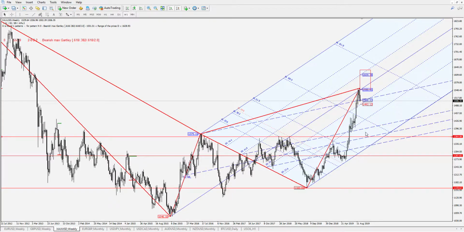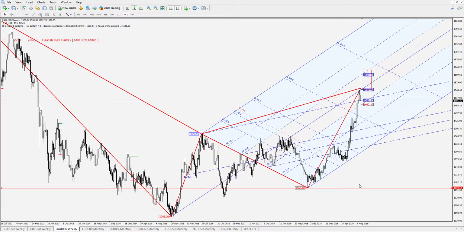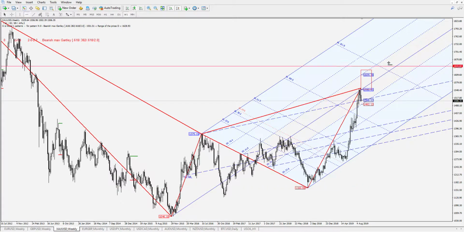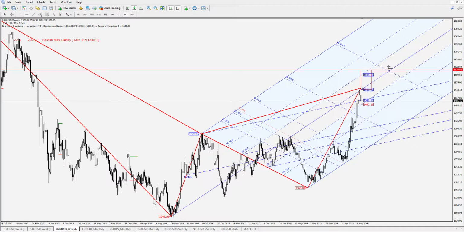So not valid on the weekly, but they're valid on the monthly. So yeah, as I say, this will invalidate on the weekly at 1629. Support here is the same. So I think what will happen, we might see a test of the 61.8 here. This is where I'll probably likely buy.